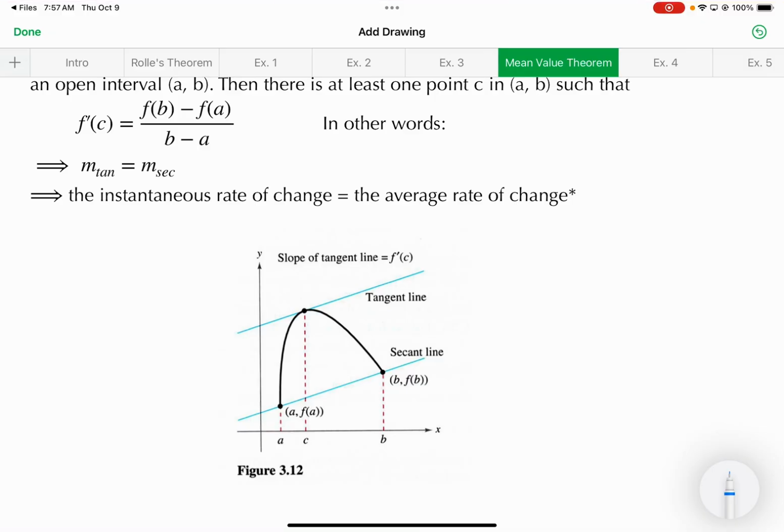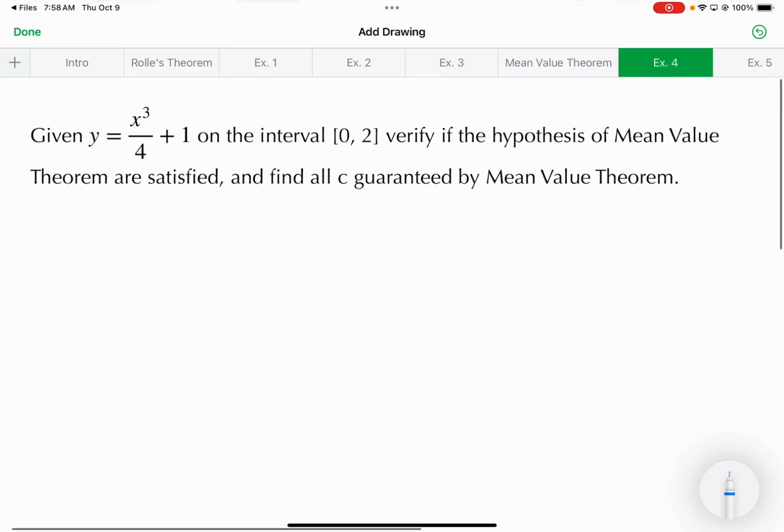This just says, all right, if we tilt that a little bit, and this is your average rate of change, there has to be some value on that interval such that its instantaneous rate of change is equal to the average rate of change between your endpoints, okay? All right, so let's look at that.